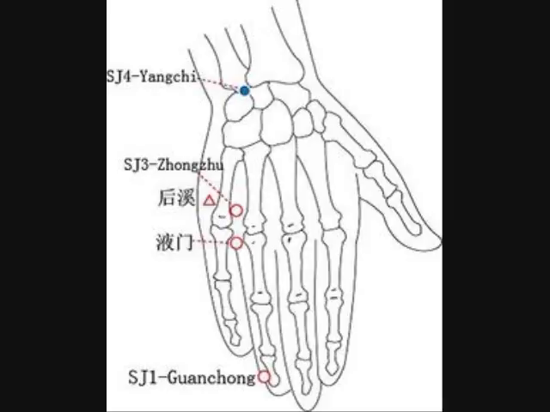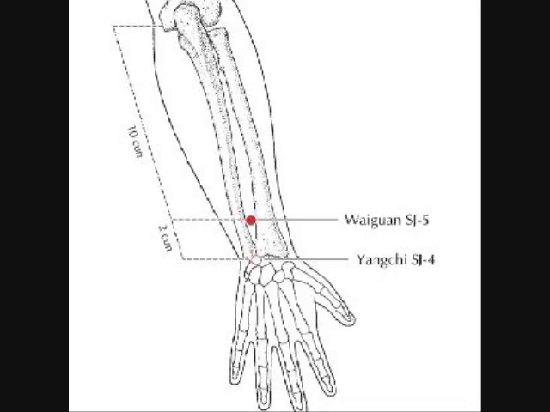Sanjiao 3. Between the 4th and 5th metacarpal bones, in the depression proximal to the metacarpophalangeal joint. Sanjiao 4. On the transverse crease of the dorsum of the wrist, in the depression lateral to the tendon of M. extensor digitorum communis.